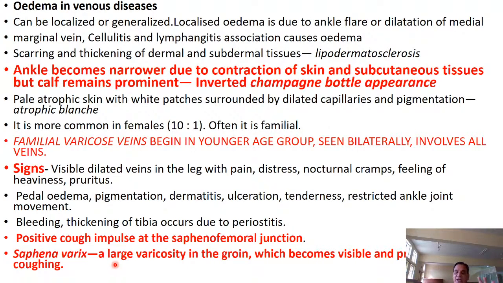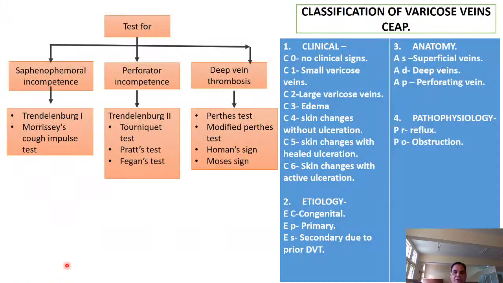Saphena varix is a large varicosity in the groin which becomes visible and prominent on coughing. This is just like a hernia presentation, but the site is different. Okay, so this is what we call a saphena varix. If you can remember this chart, I think you can write down everything regarding the clinical features of a varicose vein, in practical and in theory, both ways.